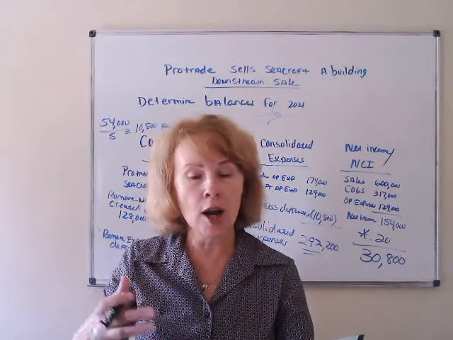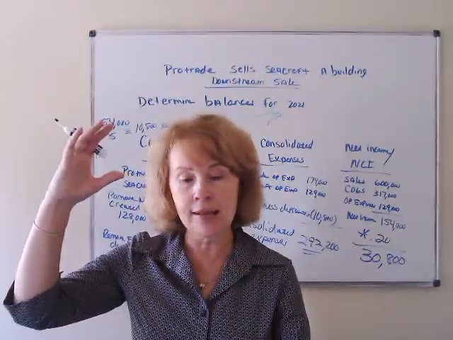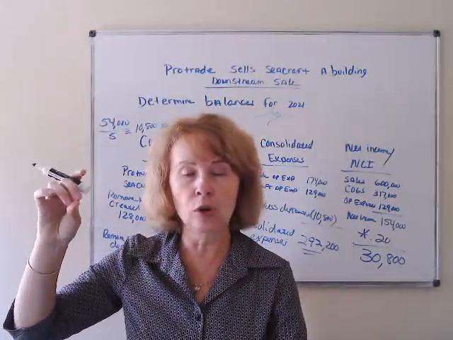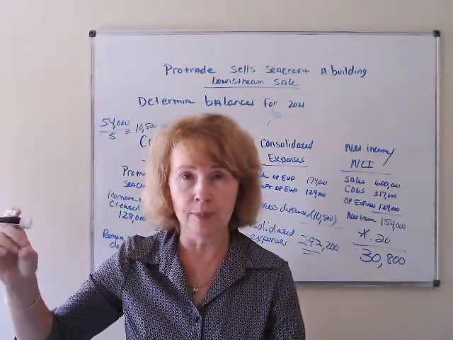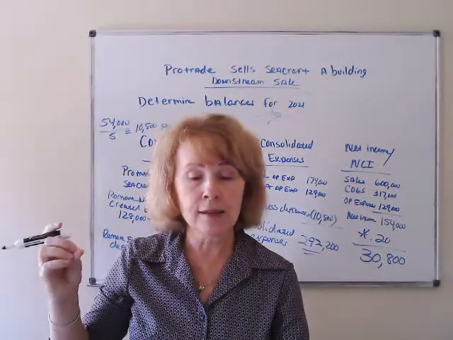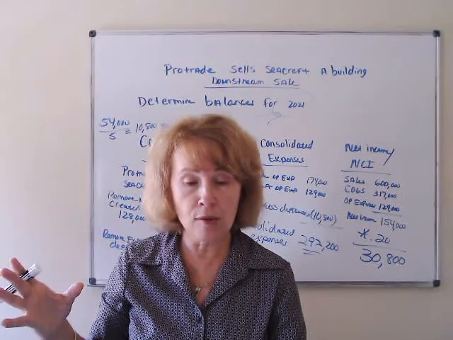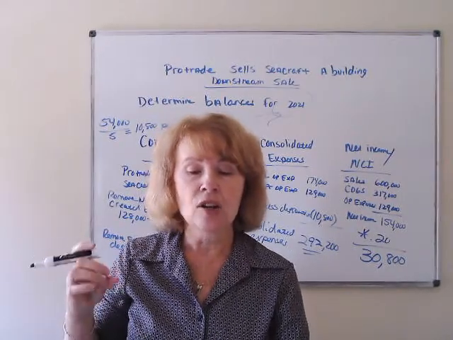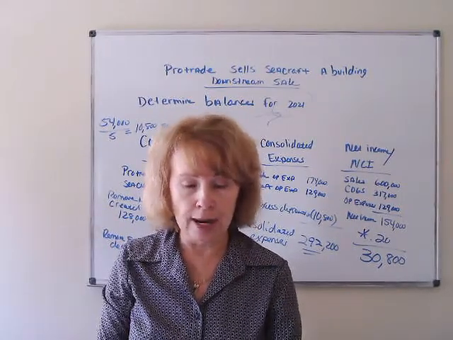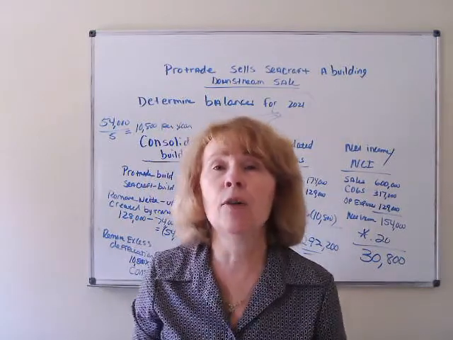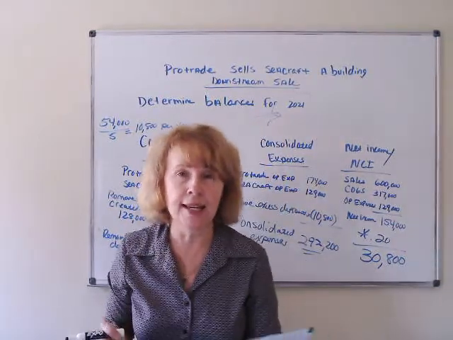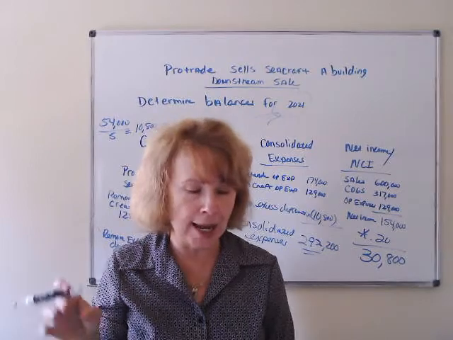This particular problem, they gave you sales, they gave you cost of goods sold for both the parent and the sub. So in this particular instance, the parent is ProTrade and the subsidiary is Seacraft. In this video, I'm going to go over how to do C. I have prior videos for A and B.